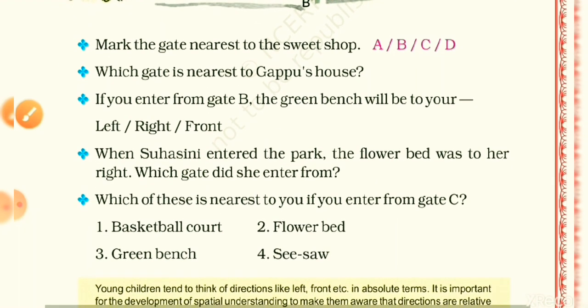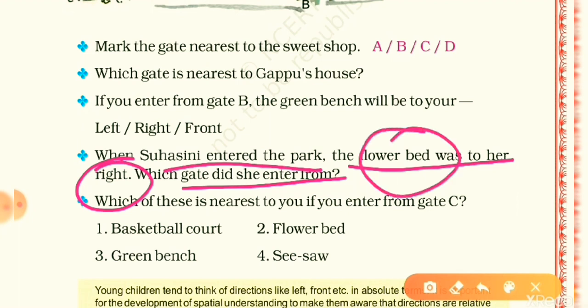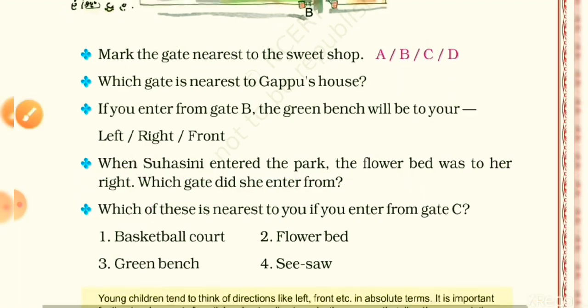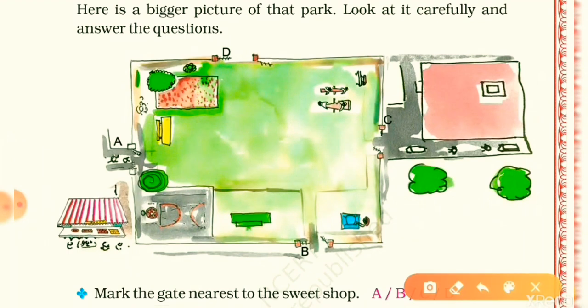Now next question. When Suhasini entered the park, the flower bed was to her right side. Which gate did she enter from? To answer this question, first you have to find the flower bed. Then we will check whether the flower bed is on her right side or not, then we can answer. So come to the picture. First find the flower bed. So here you can see the flower bed.